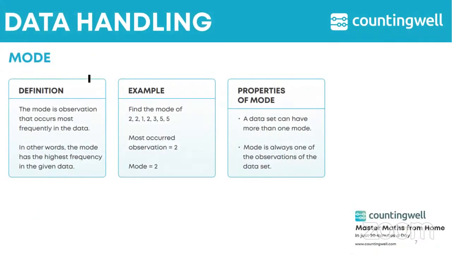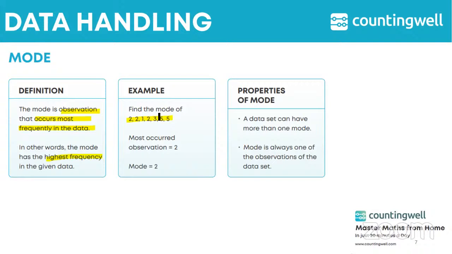Let us see what is mode. It is the observation that occurs most frequently in the data, or which occurs the maximum number of times in the given data set. In other words, it has the highest frequency. So for example, to find the mode of this set of numbers as shown here, we have 2, 2, 1, 2, 3, 5, 5. Okay.